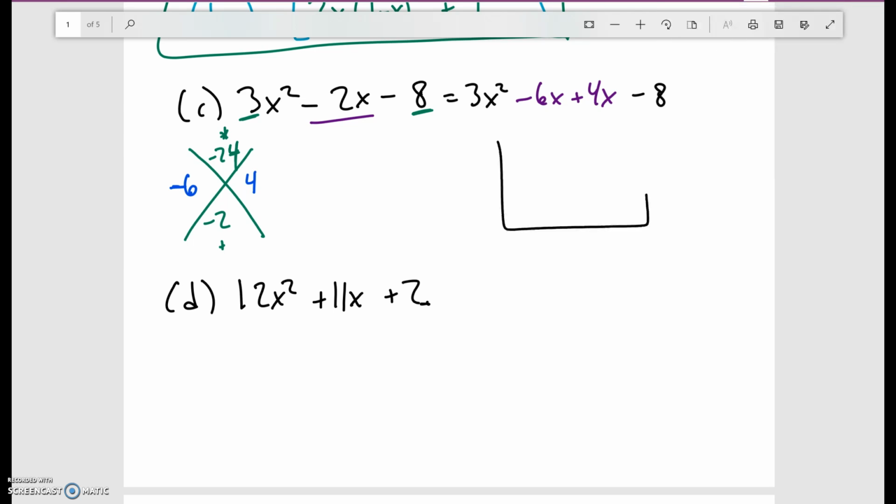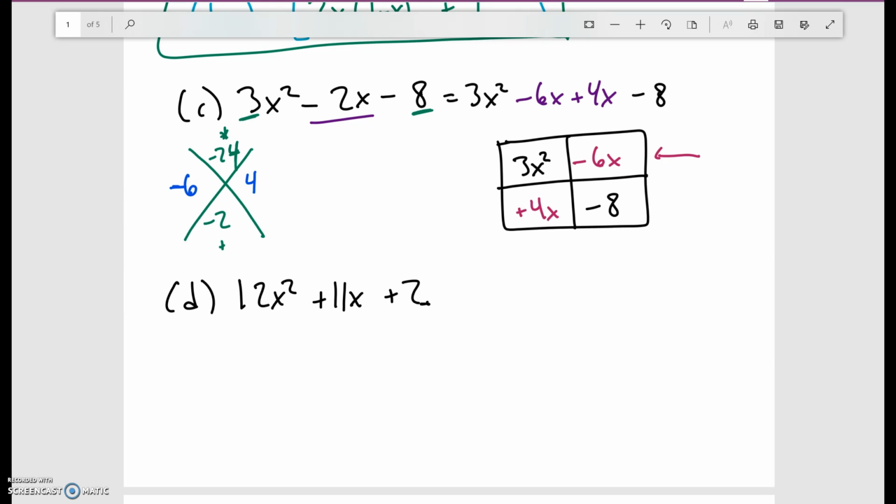Okay, so now let me go ahead and draw the box. So I have the box. Here I'm going to have a 3x squared. Here I'm going to have this negative 8. And then on the sides, I'm going to get a negative 6x and a positive 4x. Okay, and all I have to do is factor everything out.